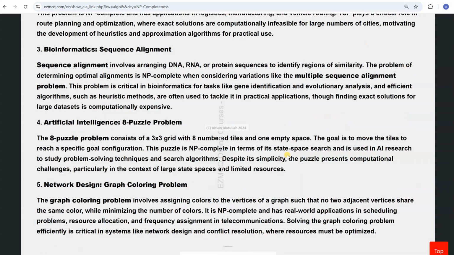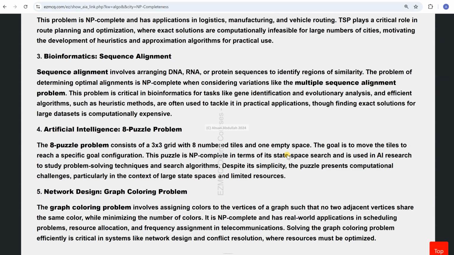All right, so then we have the artificial intelligence 8 puzzle problem. It consists of a 3 by 3 grid with 8 number tiles and one empty space. The goal is to move the tiles to reach a specific goal configuration. This is an NP-complete problem in terms of state space search, okay? It is used in AI research, and it is very computationally challenging, right?